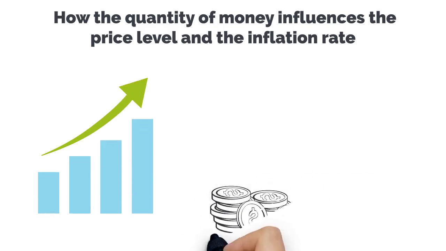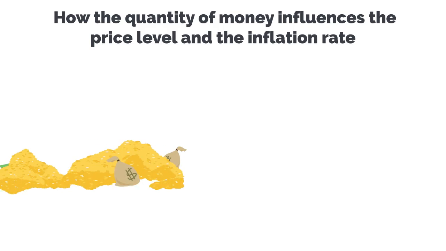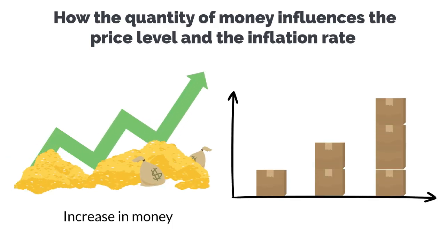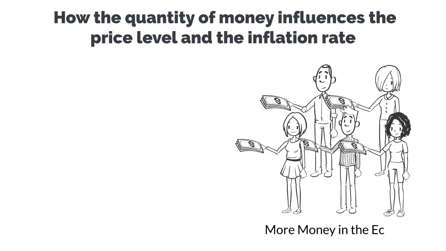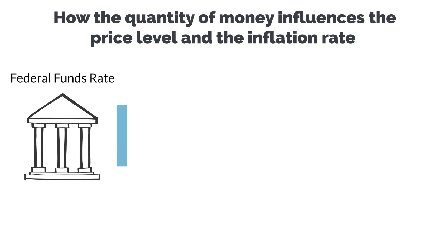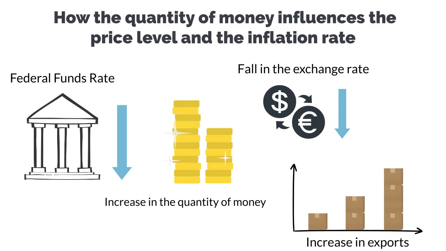When the Fed increases the money supply faster than the economy is growing, inflation occurs. In this situation, the increase in money circulating in an economy is higher than the increase in goods produced. There is now more money chasing not as many goods in this economy. A decrease in the federal funds rate leads to an increase in the quantity of money, a fall in the exchange rate, and an increase in exports.